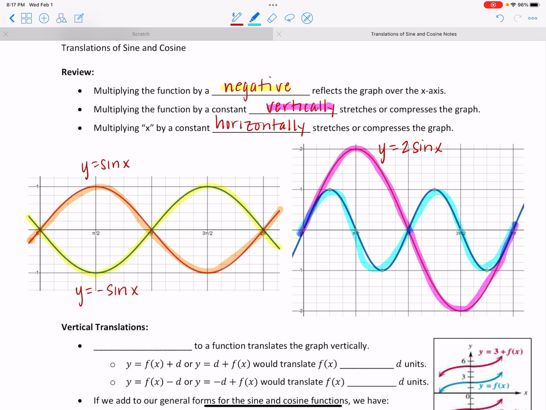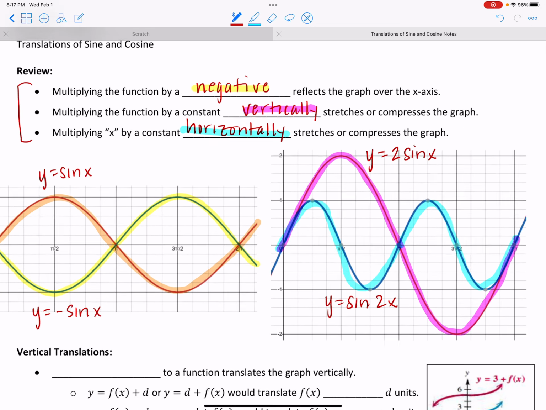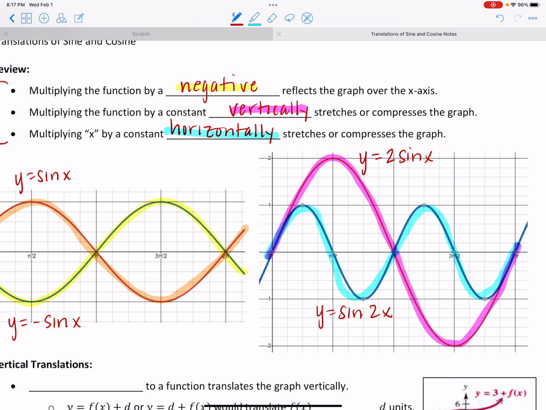So with any other function, we would just call that a horizontal compression. But here, what it's directly affecting is our frequency. So this graph is y equals the sine of 2x. And that's when we horizontally stretch or compress. So this would be the terminology that we would use in general in reference to any function. But when we vertically stretch or compress the graph of our trig function, what we're doing is affecting the amplitude.